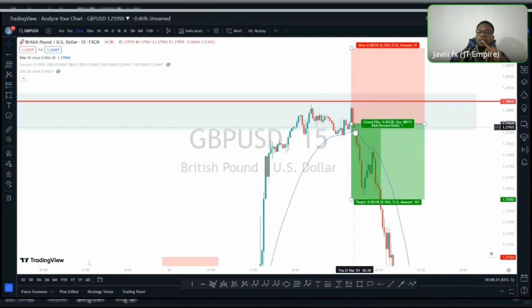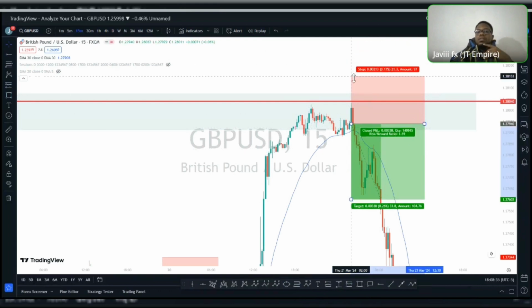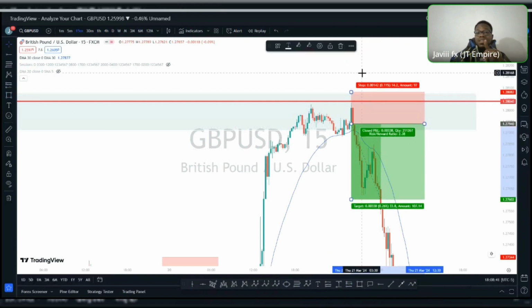Now, the reason for my stop loss: I knew that this was the high of the day. The market during the London session breached the highs of the different sessions prior to that. And so if that's going to be the high of the day, they would know that the market's not going to breach it.